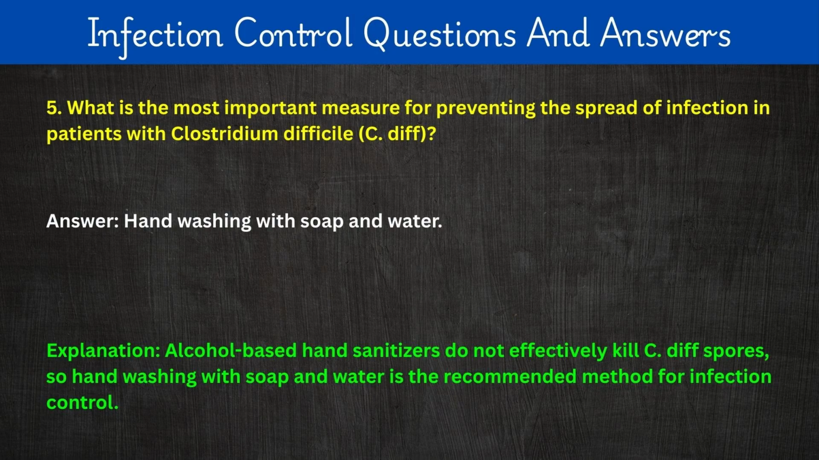5. What is the most important measure for preventing the spread of infection in patients with Clostridium difficile, C. diff? Answer: hand washing with soap and water. Explanation: alcohol-based hand sanitizers do not effectively kill C. diff spores, so hand washing with soap and water is the recommended method for infection control.